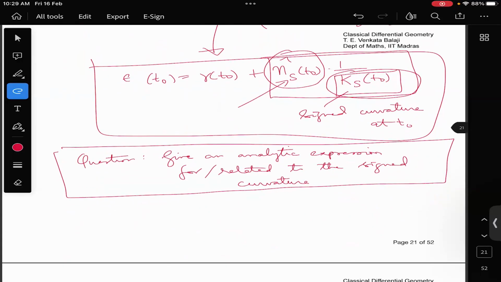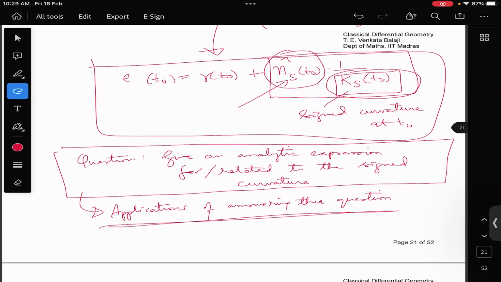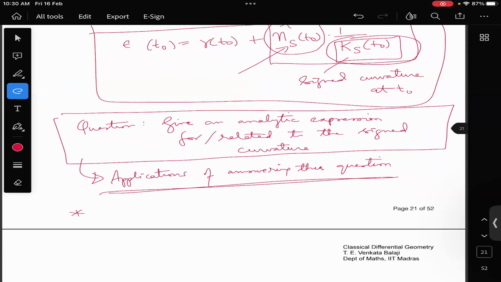So what are the applications of answering this question? I will tell you something about that, and these are the topics that are going to occupy us in the next few lectures. So the first thing is the so-called Frenet-Serret frames. Let me write it correctly.